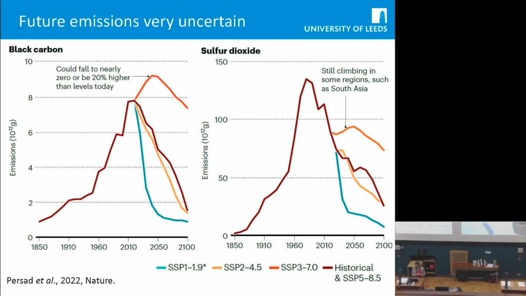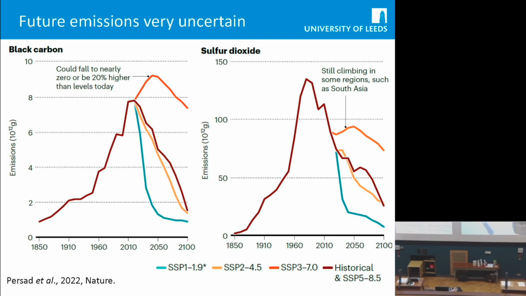But on top of that, what these plots are showing, this was from a recent paper that was looking at changes to aerosol in the future, essentially. And some of you, I'm sure, will be familiar with these shared socioeconomic pathways, SSPs. These are basically different future projections that are used to try and help us evaluate what might happen in the future, with black carbon emissions on the left and sulfur dioxide emissions on the right.